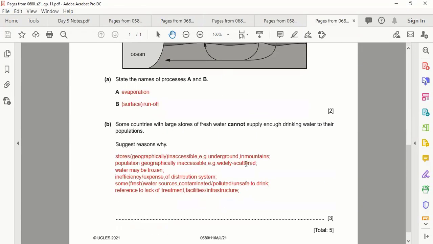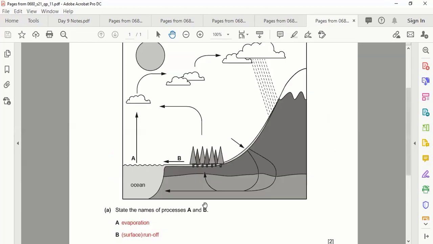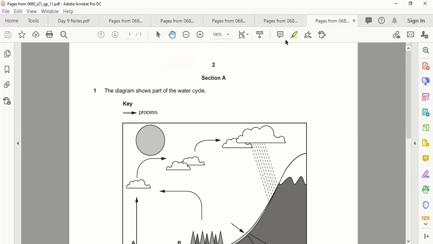Good, Ola. So here it means water is not geographically available, and the population is geographically inaccessible, meaning scattered in different places. Maybe they are living in an area where the water is frozen. Then they don't have expenses or money. There are different reasons it can be, such as a lack of water treatment facilities. Any confusion?